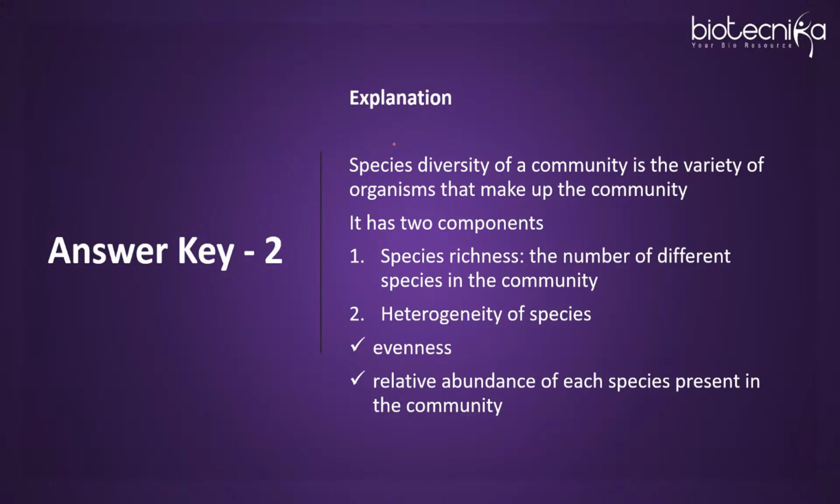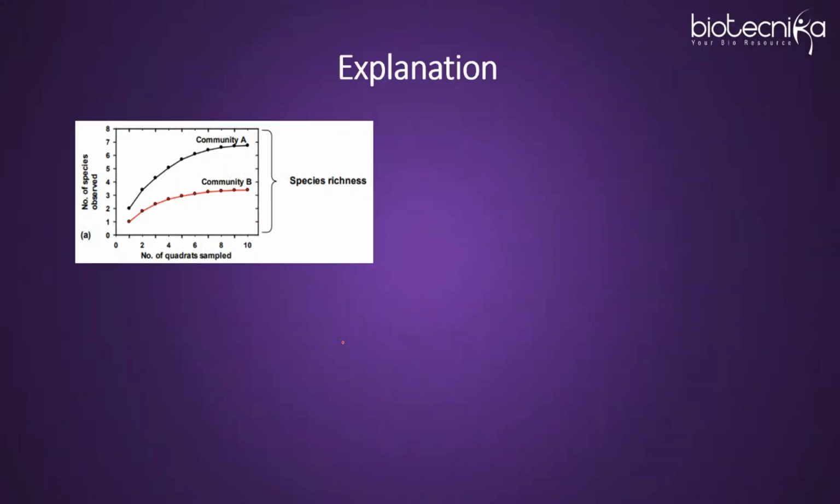This question is based on species richness, right? Now, this is one of the important community attributes. Species richness is the number of different species in the community. But besides species richness, there is another parameter to define species diversity, and that is heterogeneity of the species, which is known by evenness and relative abundance of each species. Now, to know more about this concept, let me share a few graphs here as part of the explanation.